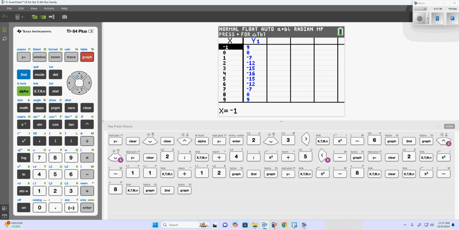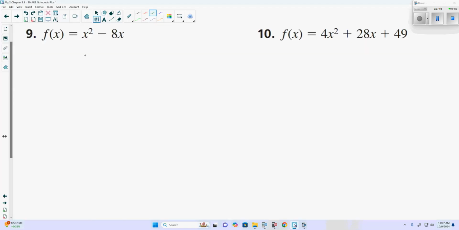Second table. What's one of our values of x? 0. Because again, we're looking for what values of x make the y value be 0. 0 and 8. Those are the 2 values of x that make the y values be 0. And those are our 2 there.